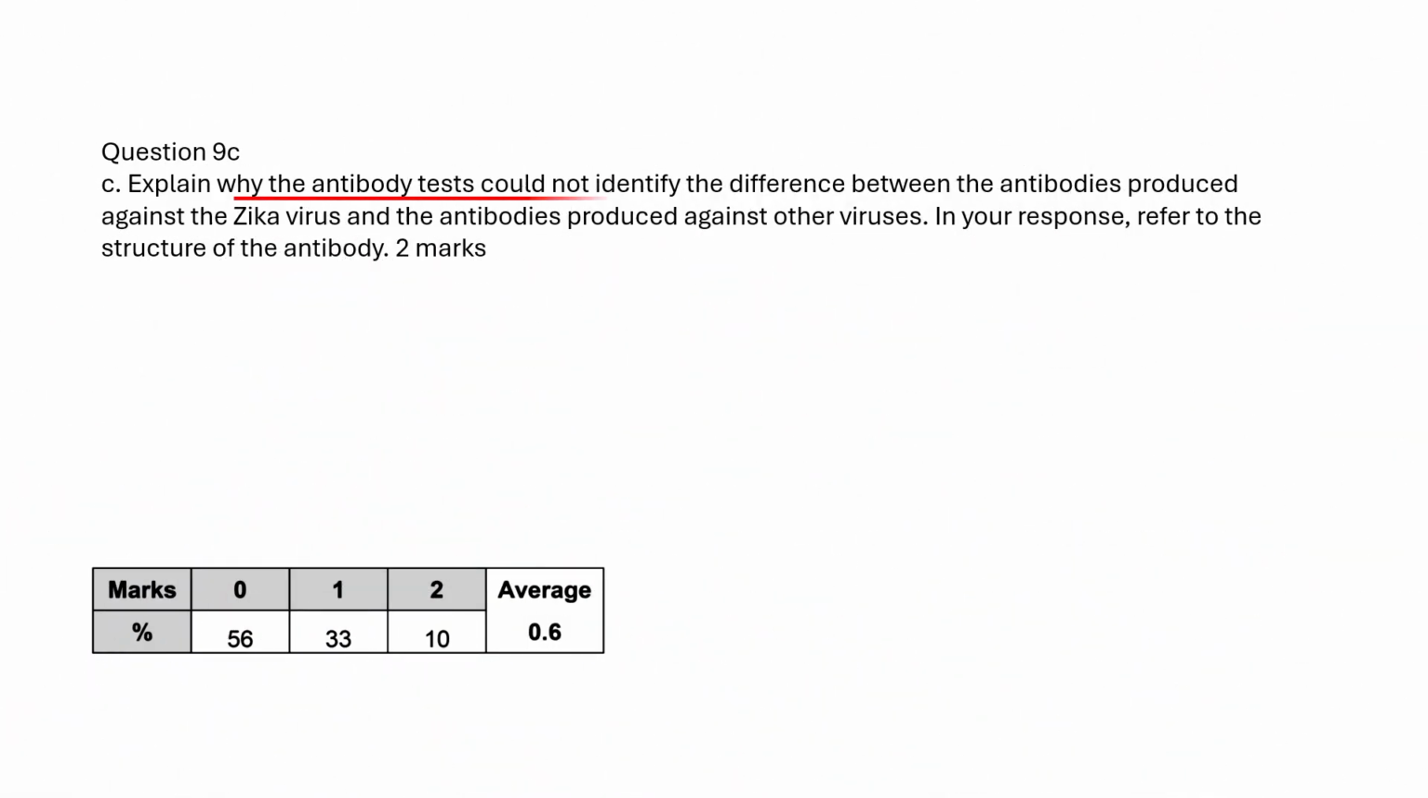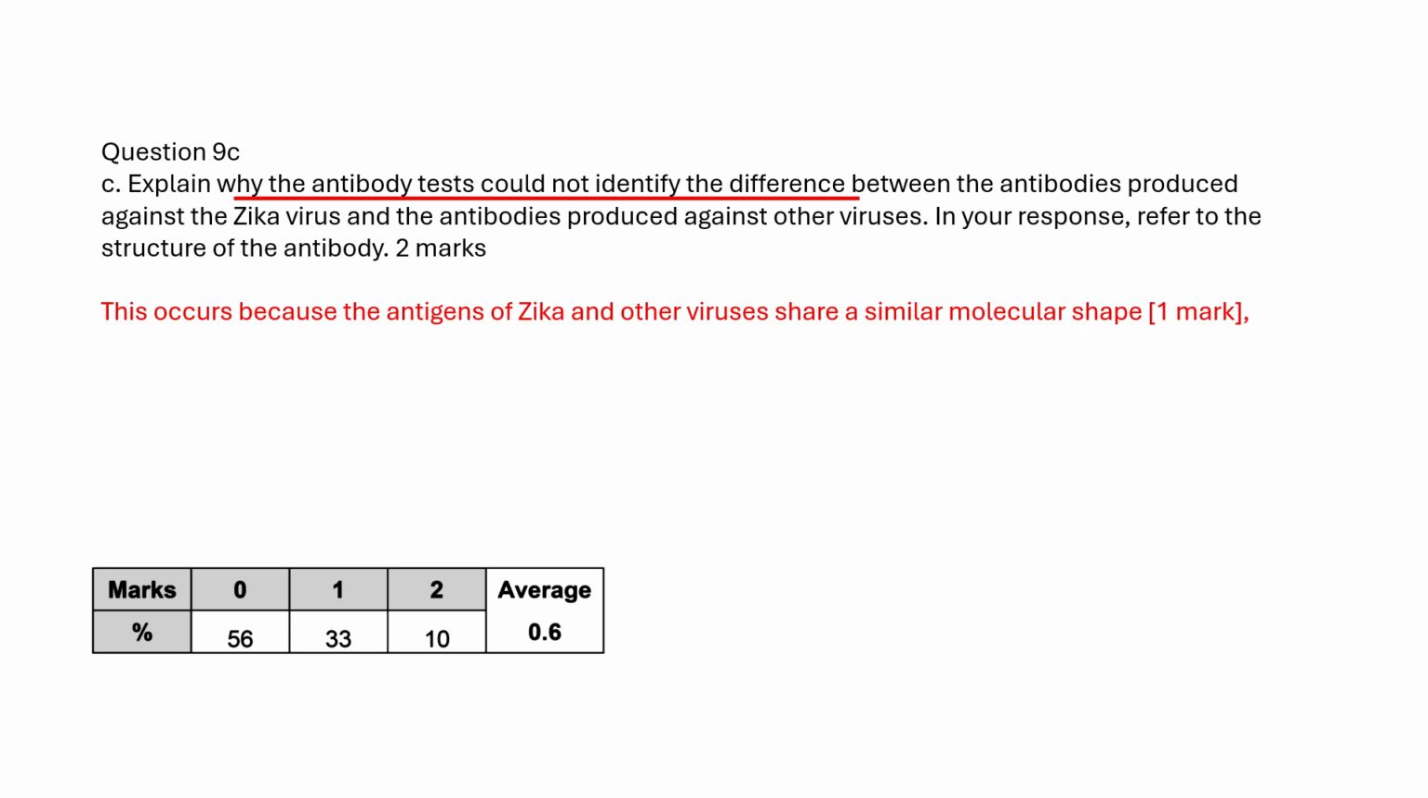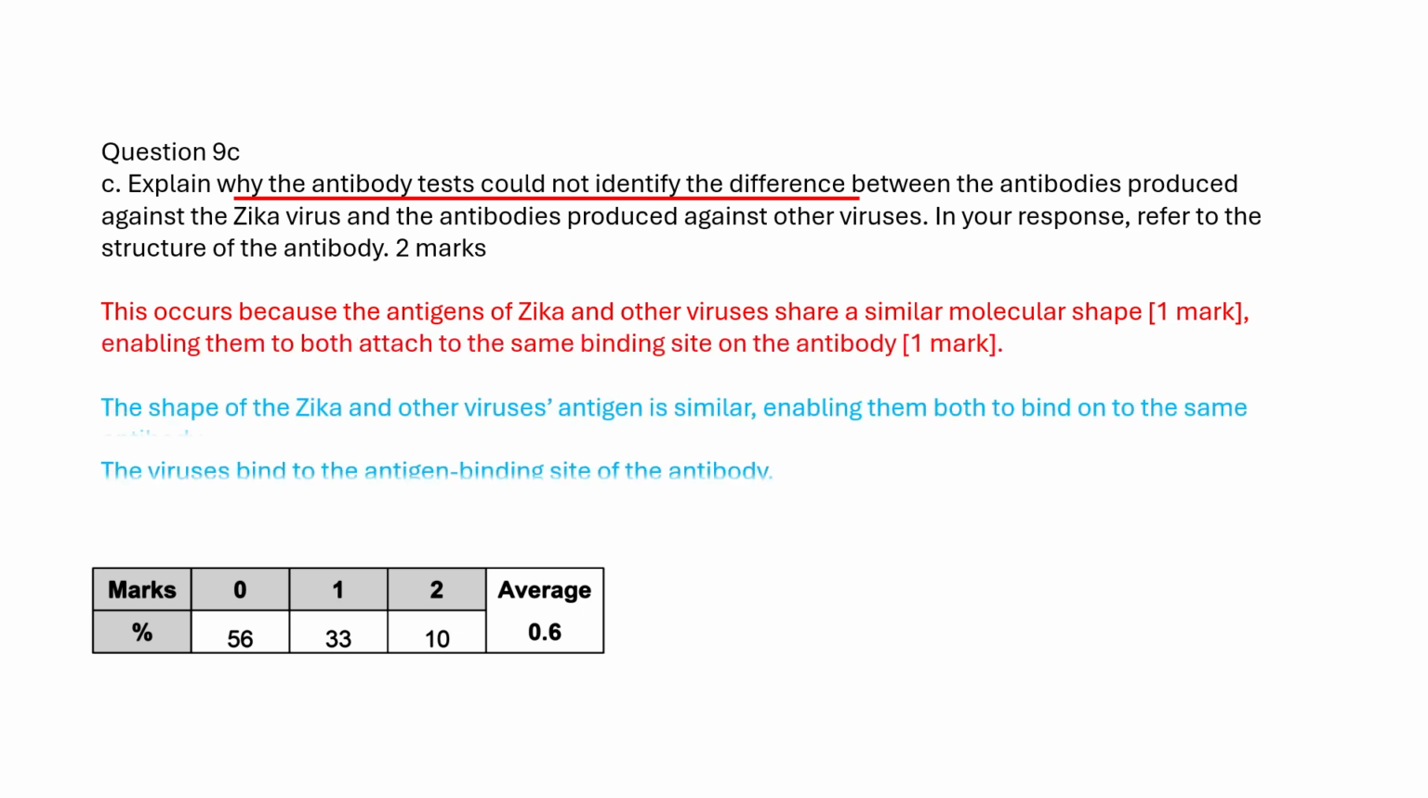A limitation of antibody tests is their inability to distinguish between antibodies generated in response to the Zika virus and those triggered by other viruses. This occurs because the antigens of Zika and other viruses share a similar molecular shape, enabling them to both attach to the same binding site on the antibody.